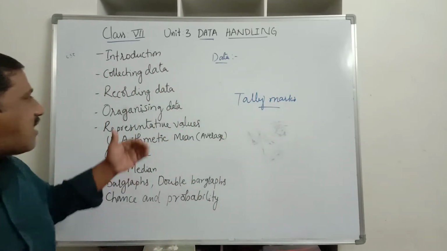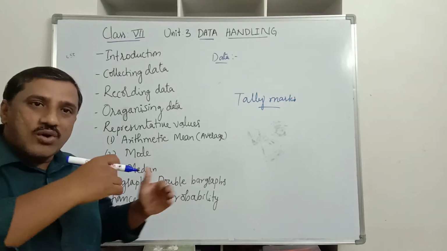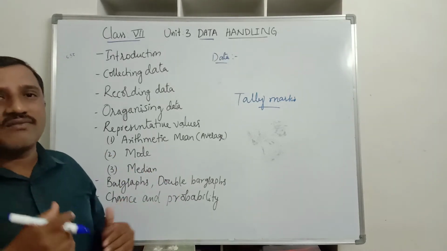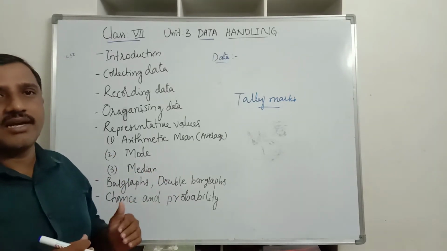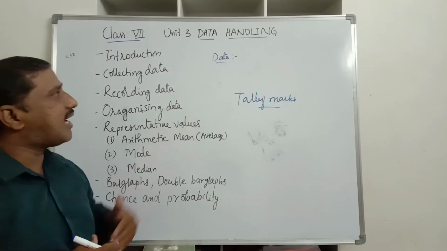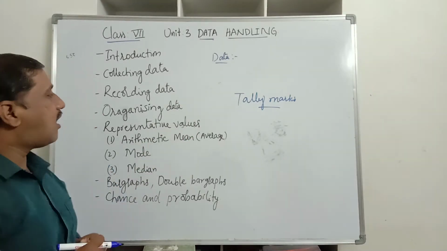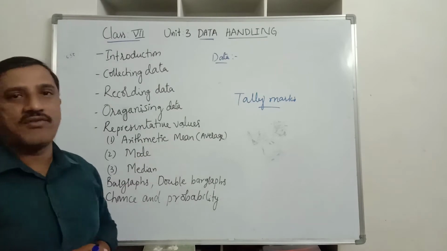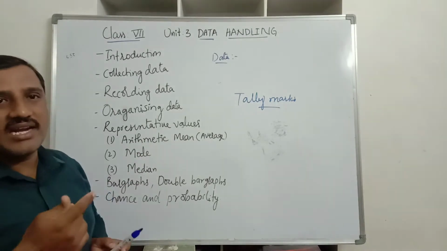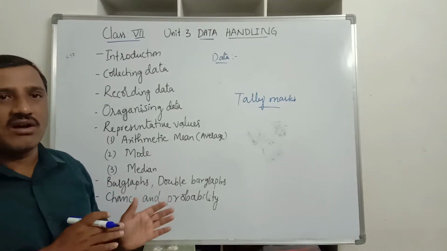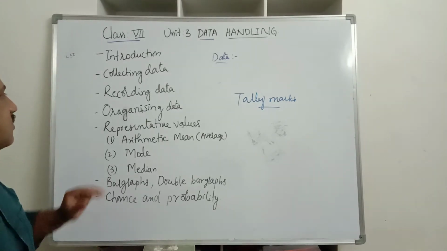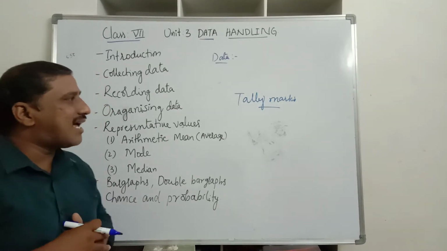So what for is this data organized? To draw conclusions, and interpretation of the data is easy for us. If the data is in the form of a table, we can differentiate the table, we can find the conclusions from that table. So all these things we studied in class 6.